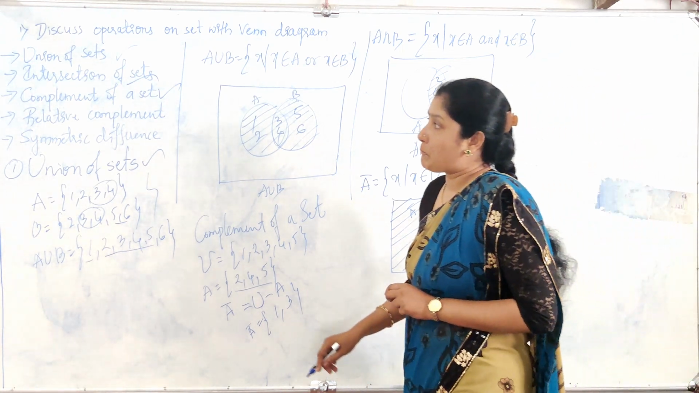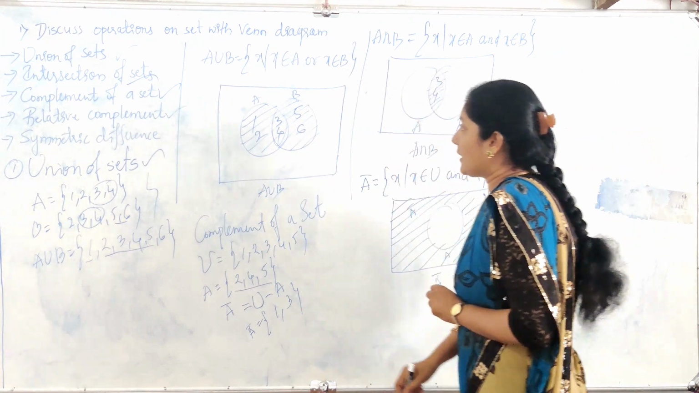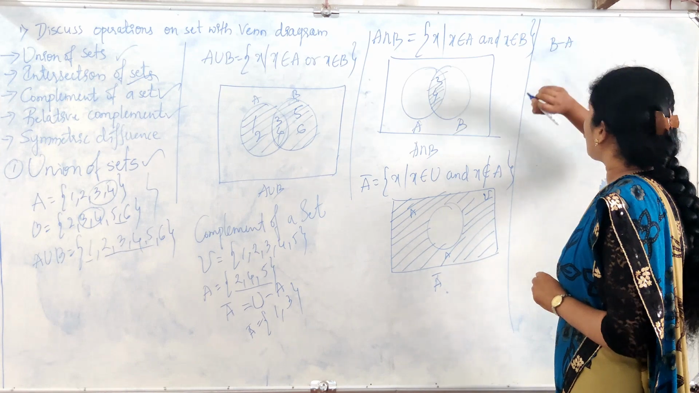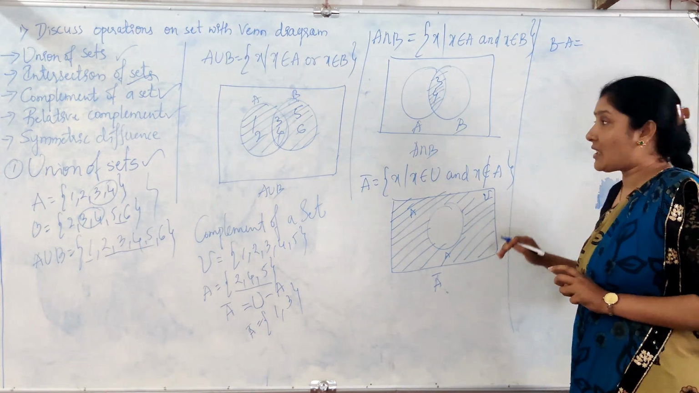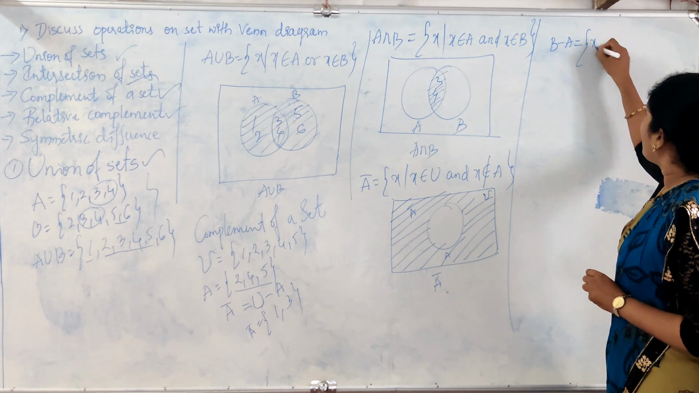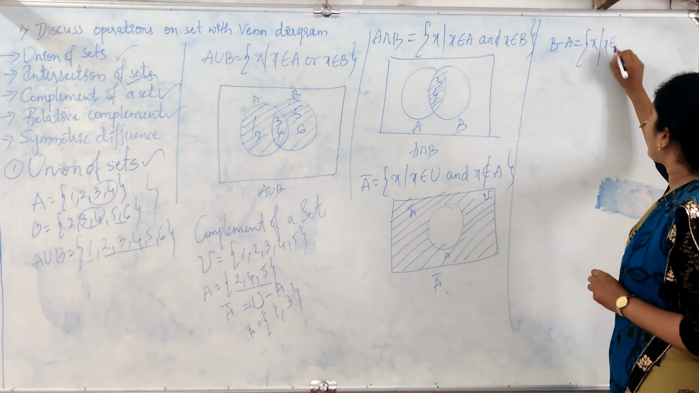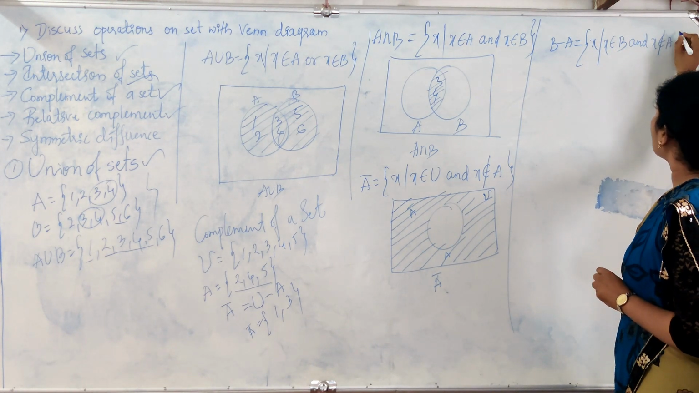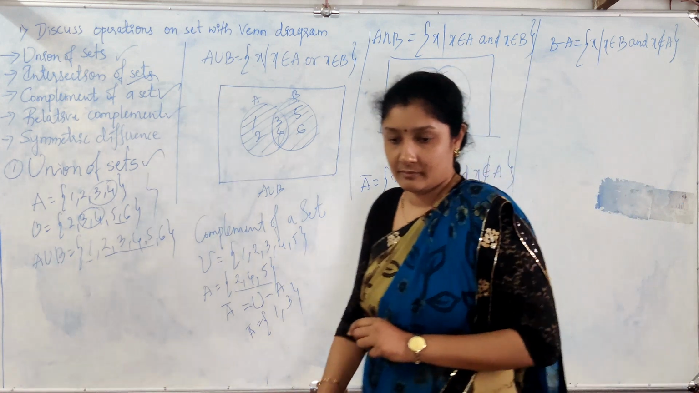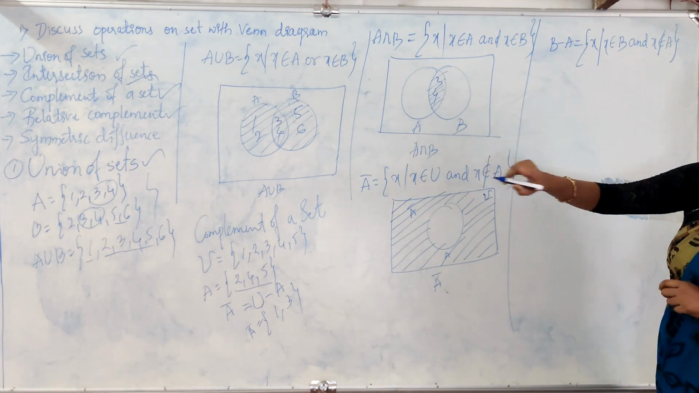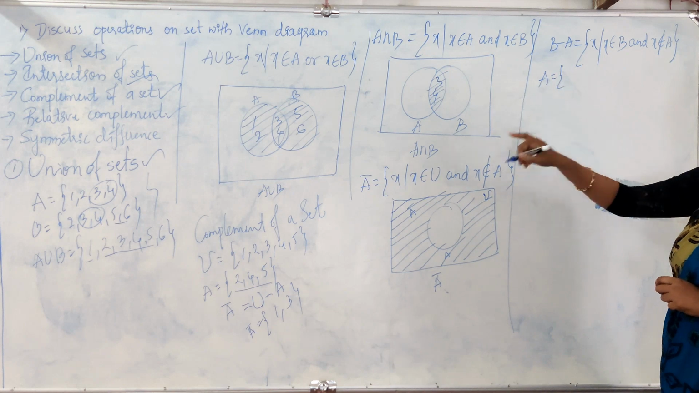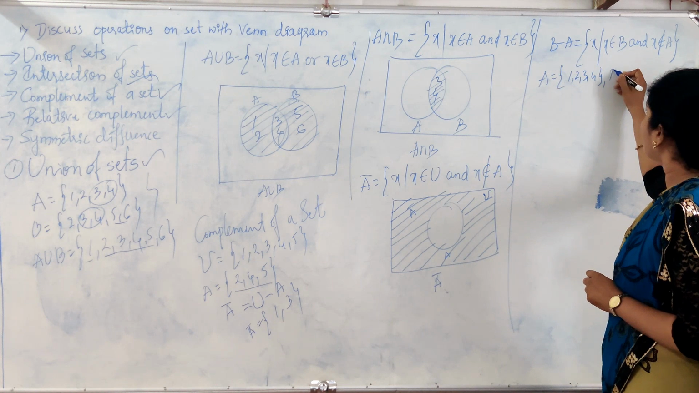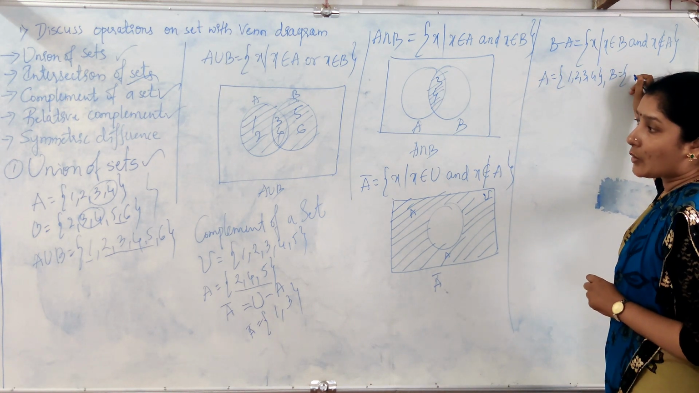Okay. Next, relative complement. So relative complement means it is represented like this, B minus A. Okay. So B minus A means what? Variable x such that x belongs to B and x does not belong to A. So here, as usual, let us consider the same examples. Okay, so A is 1, 2, 3, 4 and B is 2, 3, 4, 5, 6.